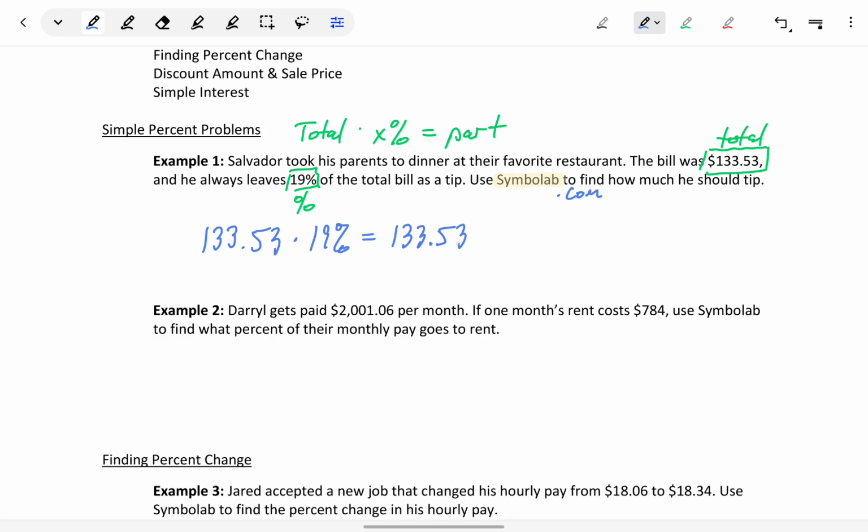It's generally easier for solving problems like this with a calculator or Symbolab, as we'll see in a moment, to take any percents and convert them to decimals. So this will be 0.19.